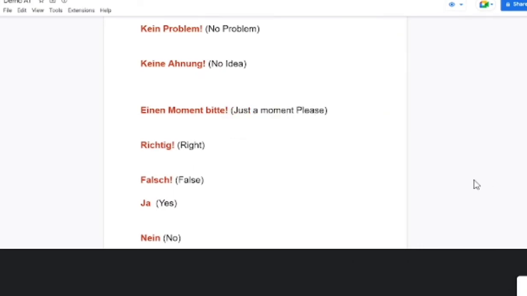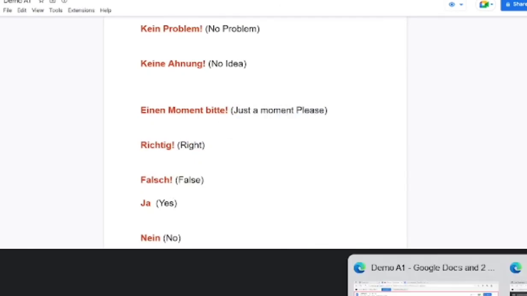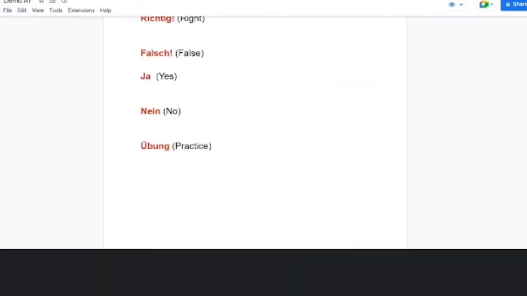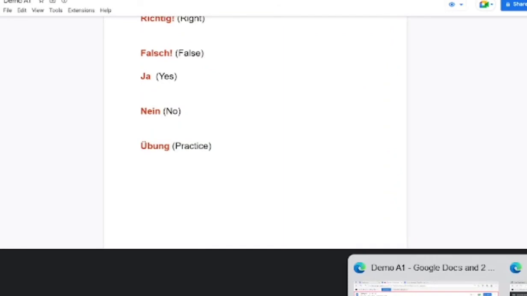Okay, next. Kein Problem. Because think logically, E is pronounced as A. Problem. Next. Keine Ahnung. Right, very good. Keine Ahnung means I have no idea. Einen Moment bitte. Just a moment, please. Richtig, right. Falsch, false. Ja, yes. Nein, no. Übung, practice. You have to do a lot of Übungen.